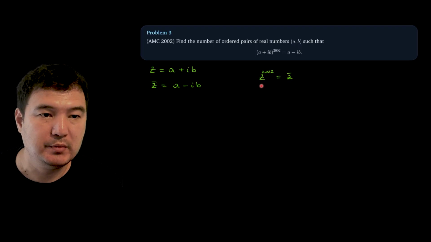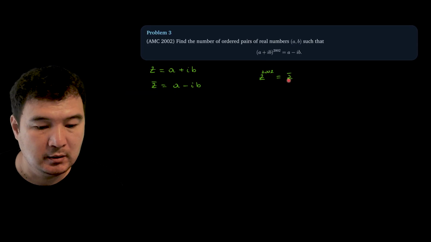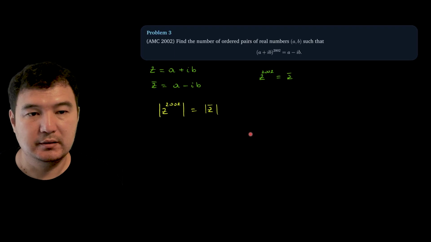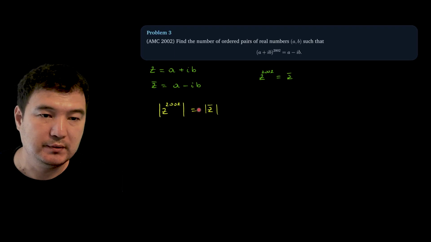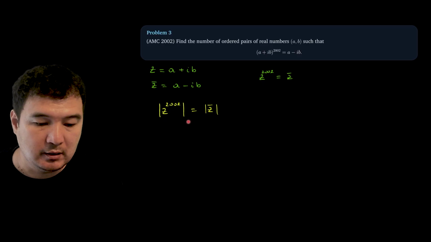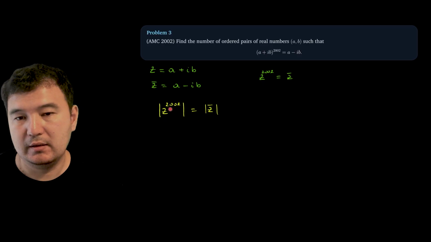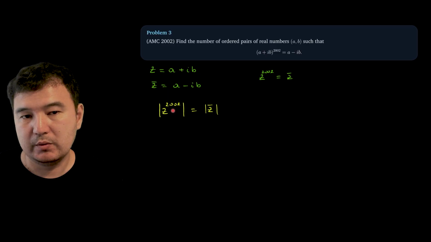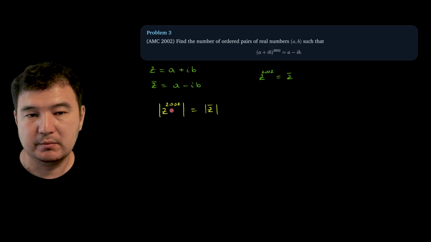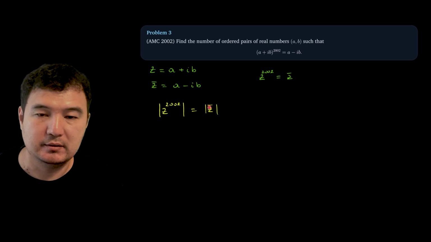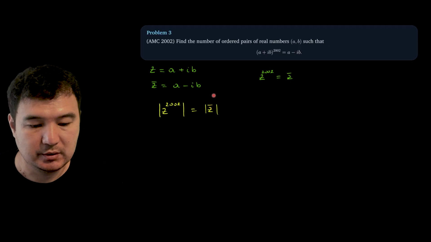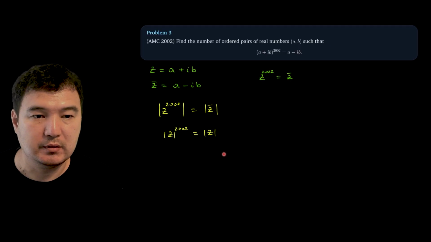Now my equation becomes z to the power 2002 times z conjugate. What happens if I take the modulus, the absolute value, of both sides? I'm going to use some simple properties of complex numbers, so I can take the power outside the modulus and get rid of the conjugate, because a complex number and its conjugate have the same modulus. So I can rewrite the equation as follows.